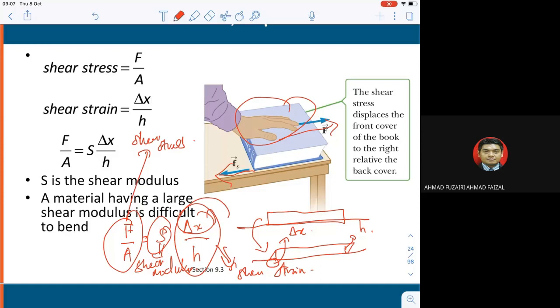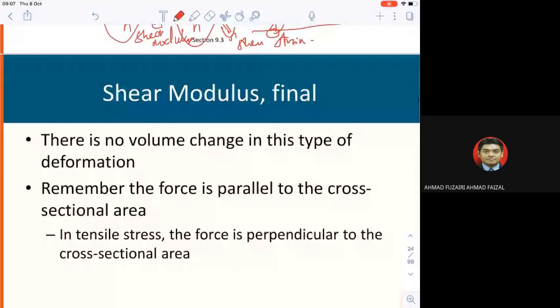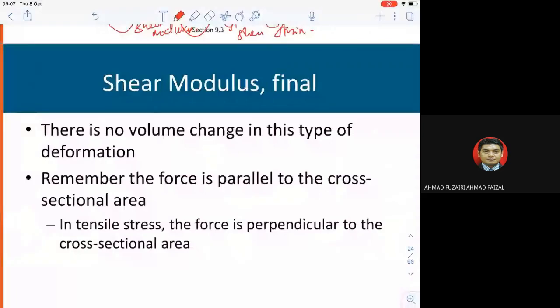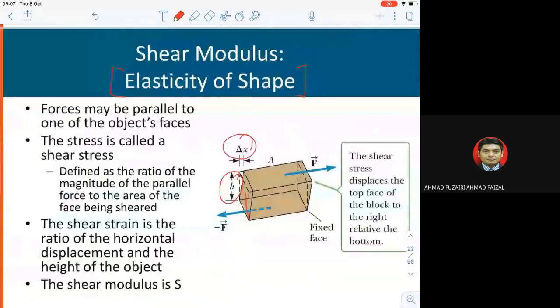Okay, so there is no volume change in this type of deformation. Remember, the force is parallel to the cross-sectional area. So where is our cross-sectional area? Here. Okay, and this is cross-sectional area, so the force is parallel. Or maybe we can say the cross-sectional area is on top of this one. Okay. So it's pointing this part, atas, and perpendicular, like this. Okay.